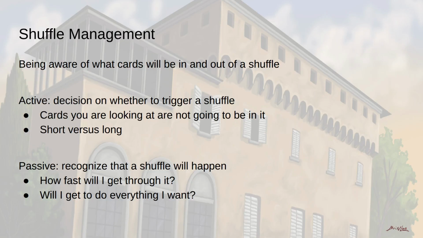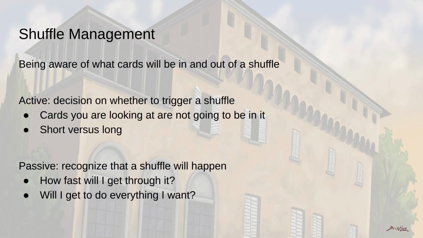Well, a lot of the time it's going to be based on what you're looking at, just because the cards that are currently in your hand, currently in play, are not going to be in that shuffle. And so, if that's all your good cards and your shuffle's going to happen, that may not be the thing that you really want to be doing, just because all these good cards that you have are not going to be seen immediately.